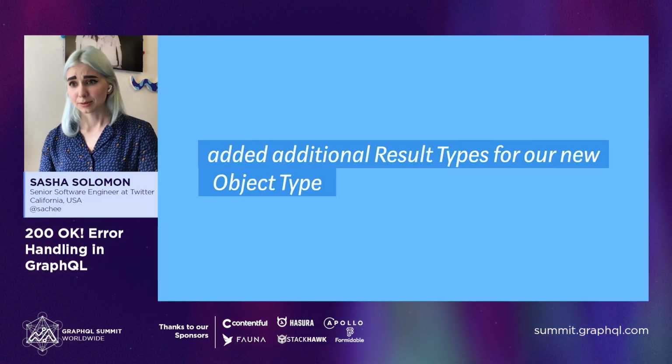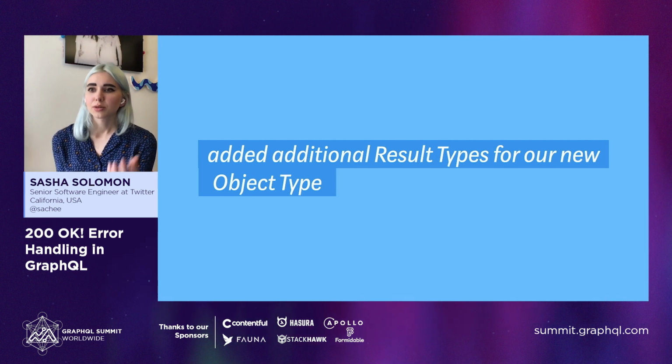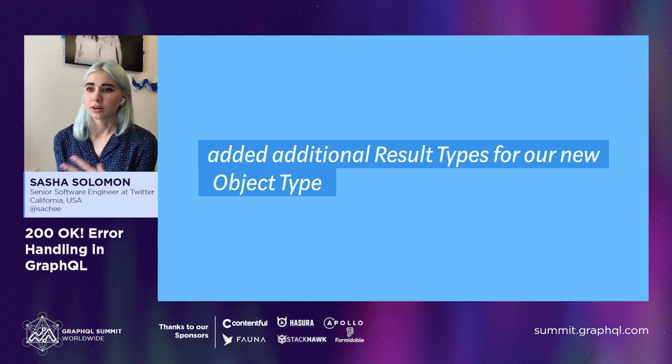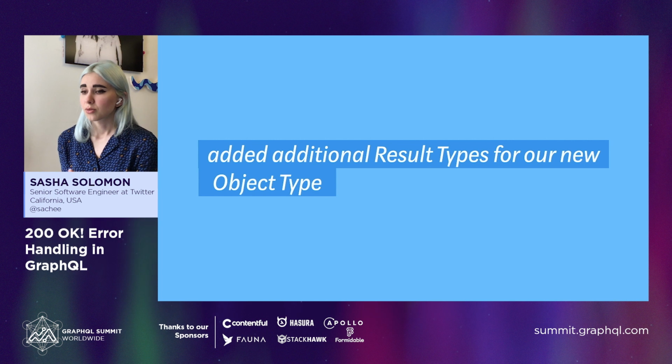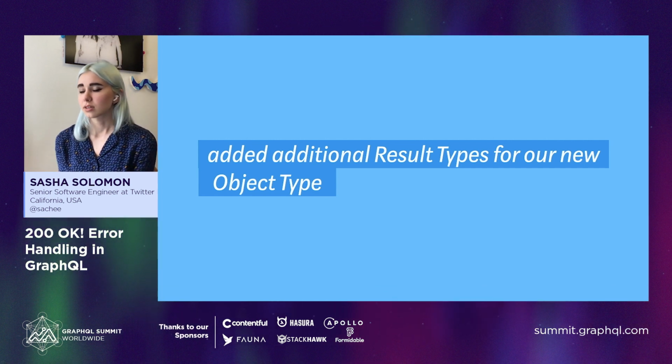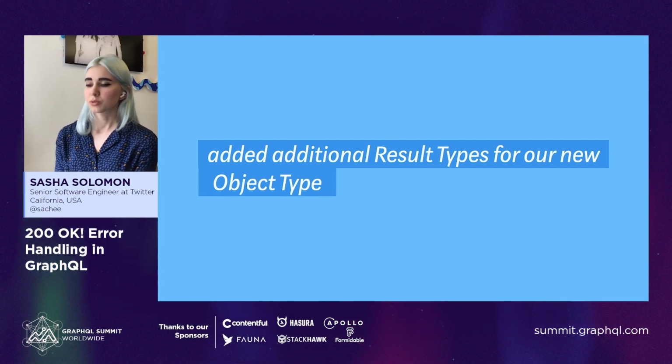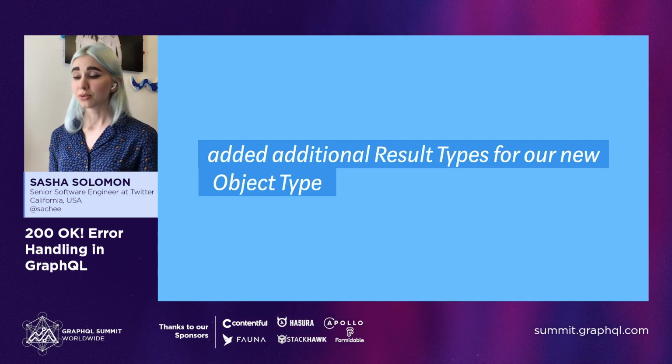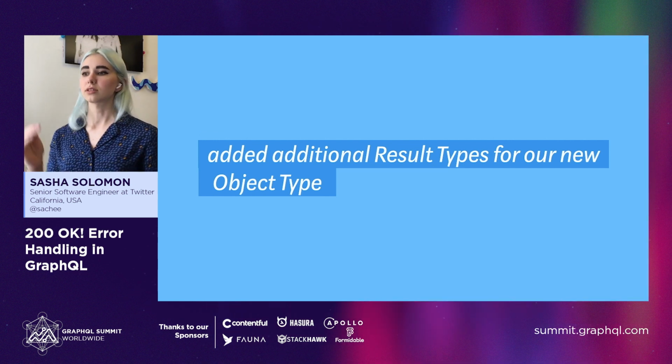So what we can see here is that we've added additional result types for our new object type. So we have new results for image, and now we have image result, which is similar to what we had with user result, and now that is a field on user.